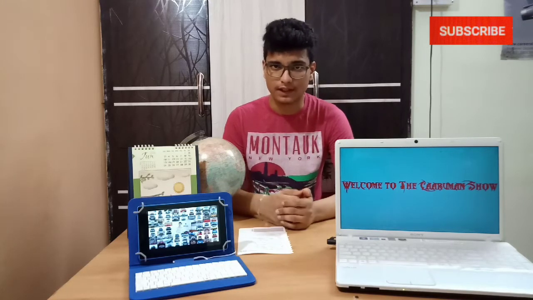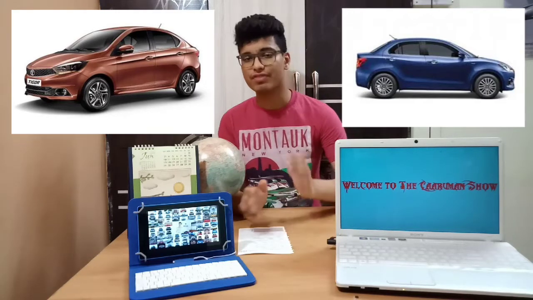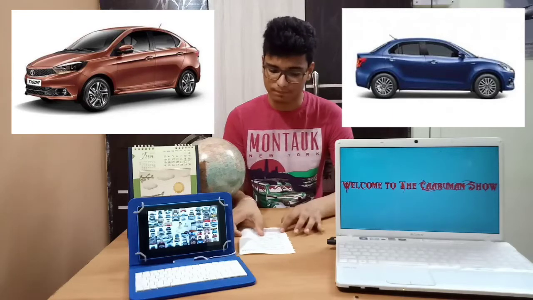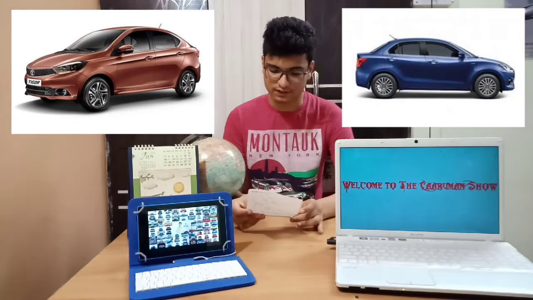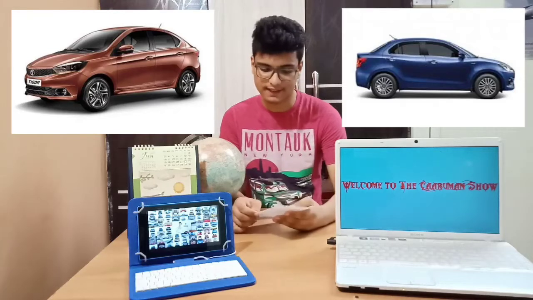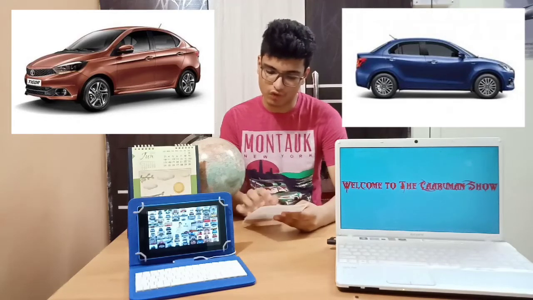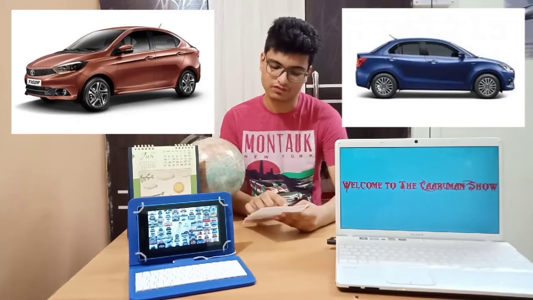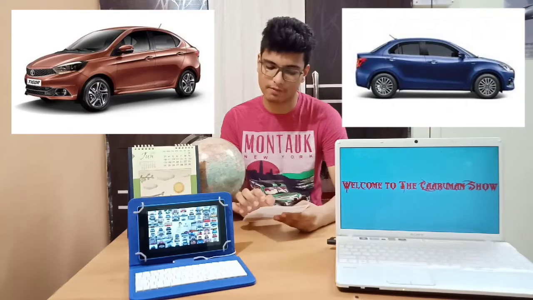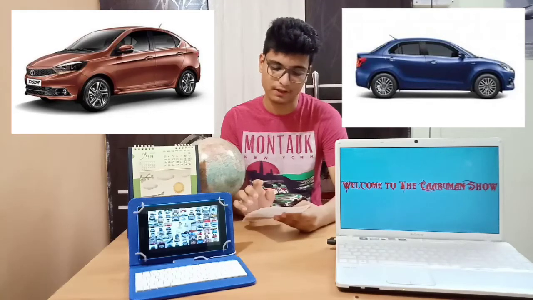So now we come to the compact sedan car. Compact sedan car is a form of a sedan car but is slightly smaller in the wheelbase as compared to the sedan car. So the dimensions of a compact sedan car are length from 3900 to 4000 millimeter, width from 1600 to 1800 millimeter, and height from 1500 to 1600 millimeter. It is a compact sedan.